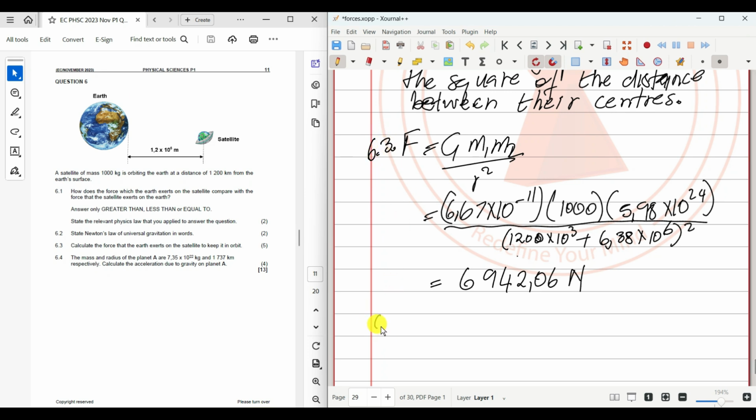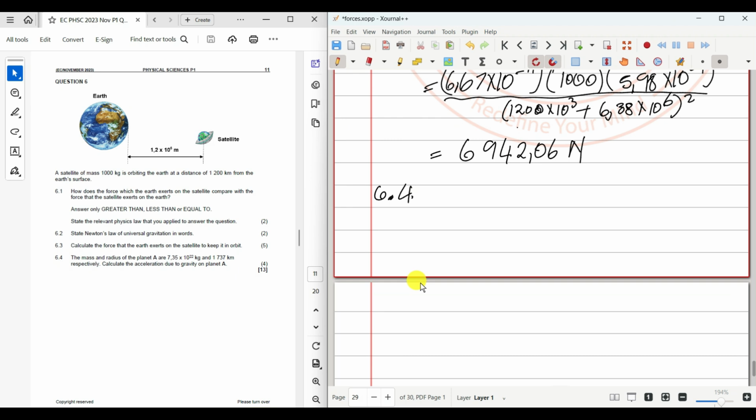All right, 6.4. The mass and radius of planet A. Where is it? Oh, the mass and radius of planet A are that. Calculate the acceleration. That's fine. So we know that if we have F equals G m1 m2 over r squared, let's read the question. The mass and radius of planet A are 7.35 times 10 to the 22 kilograms and 1,737 kilometers respectively. Calculate the acceleration due to gravity on planet A.